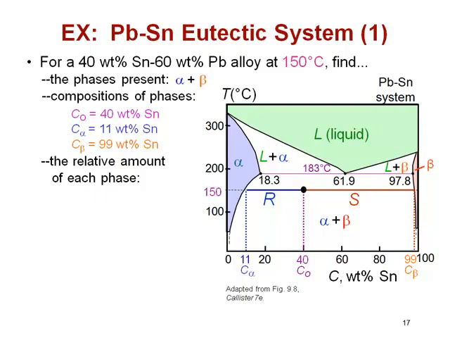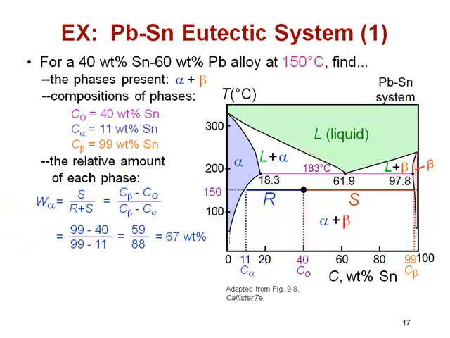And then the relative amount of each phase. By making use of the lever rule, we can easily compute, which is 68% of alpha solid and also what is left of the other type of solid. Any questions on this?